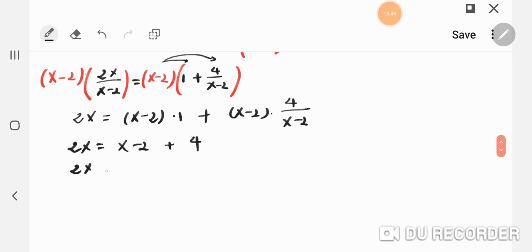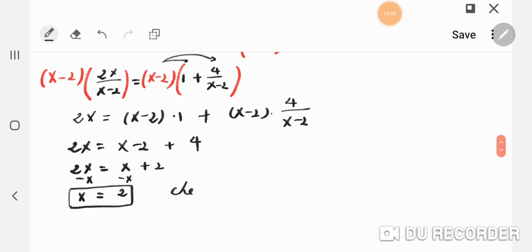Then 2x, and then simplify each side. So x, the right side is x plus 2. Then minus x each side, minus x, minus x. So we get x equals 2. So we found x equals 2.